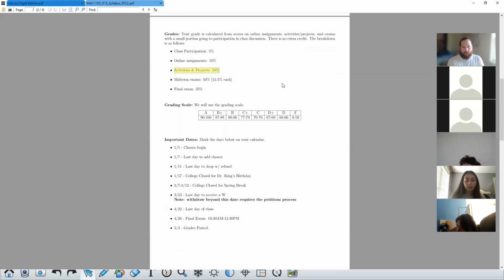Activities and projects, that's 10% as well. All right, so the 8 activities and the 3 or 4 projects come to a total of 10%. And then the midterm exams collectively are worth 50%. The final exam is worth 25%. Let's see, I think it's 12.5% each. This comes from when I had 4 exams. I'll have to change that. But midterm exams, 50%, final 25%.